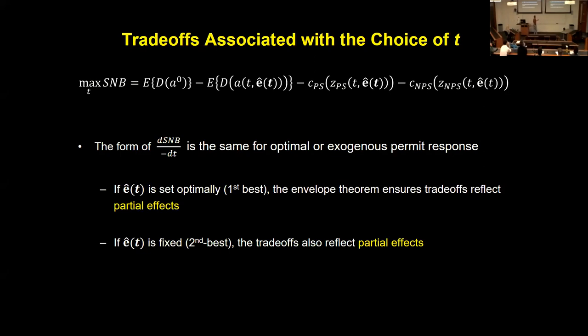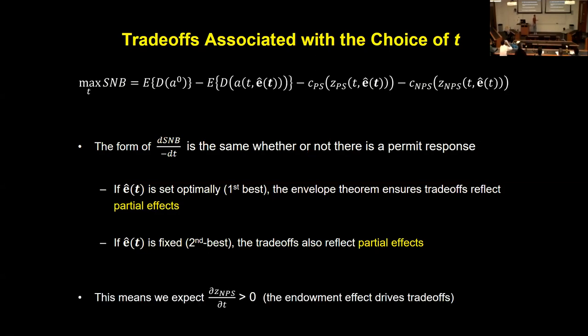Now, the form of this derivative should be the same either for an optimal first best response or an exogenous first best response, which is nice. It's helpful because when we analyze first best and second best trade-offs, the form of this relationship is going to be the same, first best and second best. The reason is that if E hat is set optimally, the envelope theorem is going to ensure that the trade-offs only reflect the partial effects, right? And if E hat is fixed, then the trade-offs also only reflect the partial effects. There's no change in E hat.